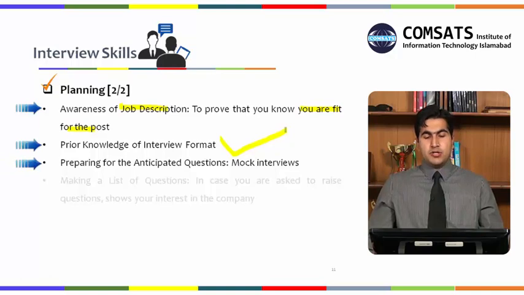Preparing for the anticipated questions. This is also something that you should do. This is the exercise which can help you quite a lot. Anticipating based on the kind of job that you are about to take, for which you are basically applying, you need to anticipate certain questions as well.